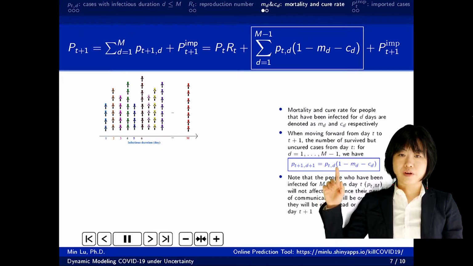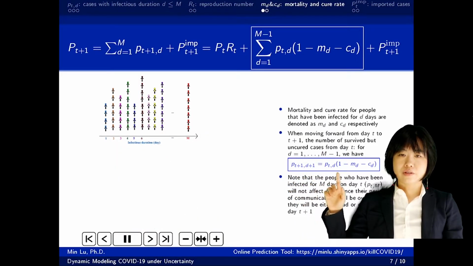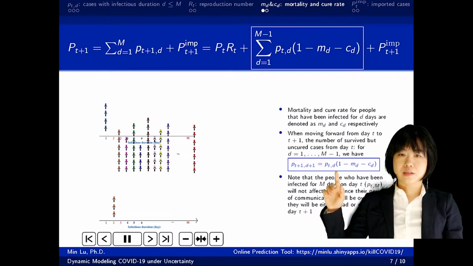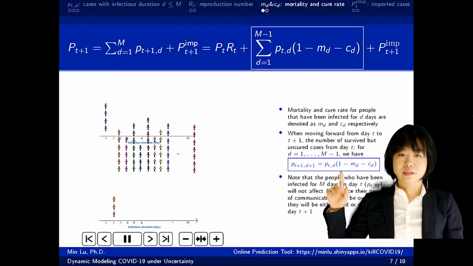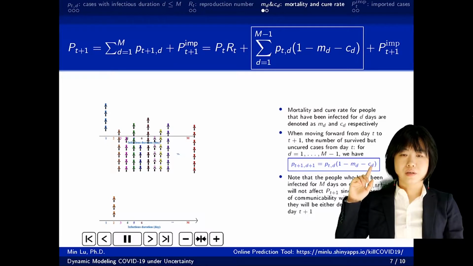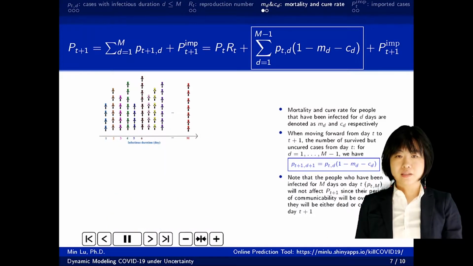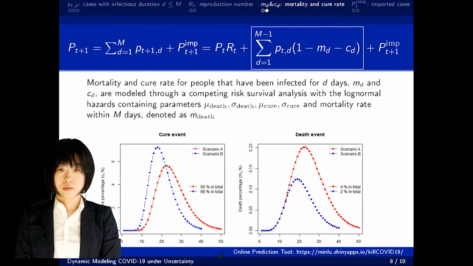When moving from day t to day t plus 1, infection duration move from D to D plus 1. In the meanwhile, cases are dead or cured with the percentage depending on their infectious duration. Mortality rate and cure rate are modeled through a competing rates survival analysis.